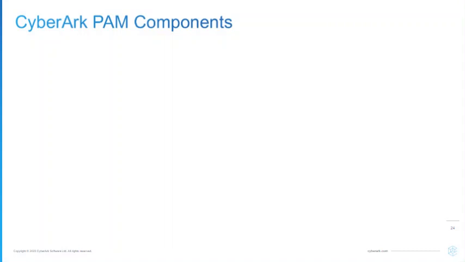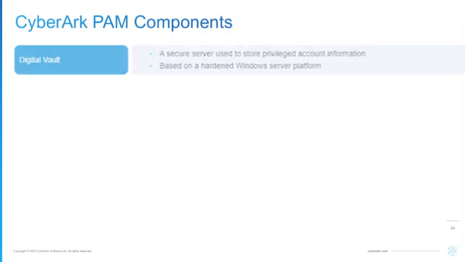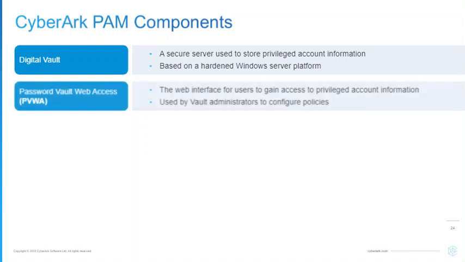The main components of the PAM solution are the Digital Vault, a secure server used to store privileged account information. It's based on a hardened Windows Server platform. The Password Vault Web Access, or PVWA, which is the web interface for users to gain access to privileged account information. It is also used by Vault administrators to configure policies.